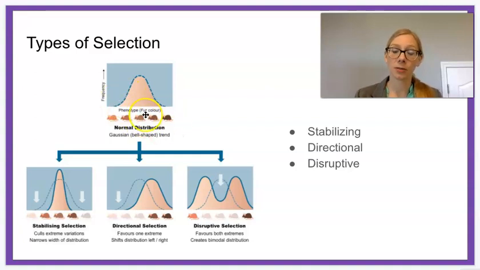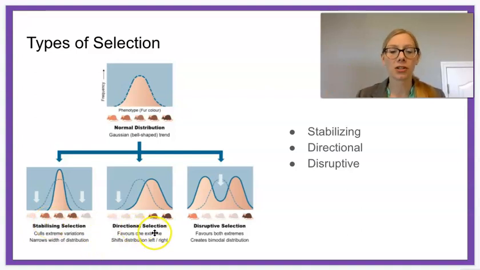If this is our starting population with a normal distribution, we might see something we call stabilizing selection. What stabilizing selection does is, by natural selection, the extremes at the two ends of a population get selected out for some reason. And so you see the peak of the population become more stabilized towards the middle.